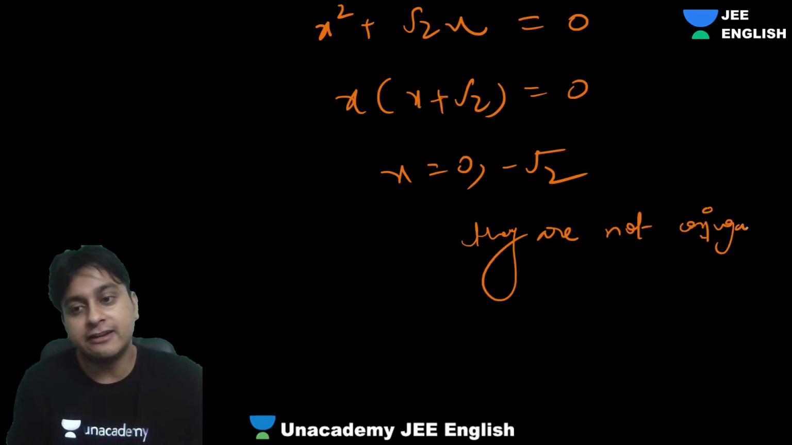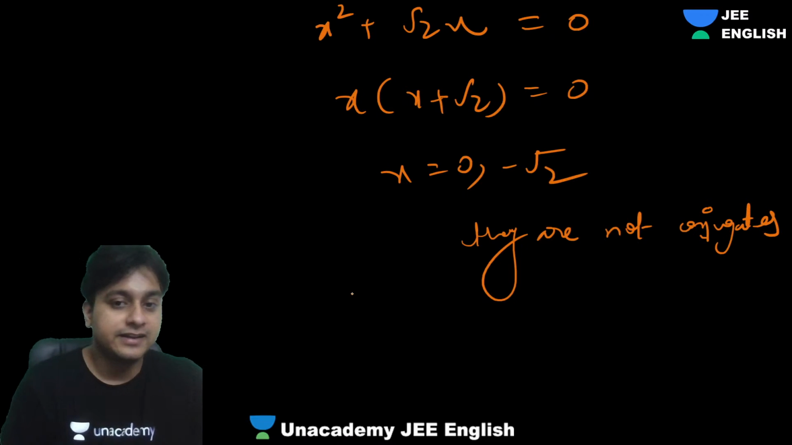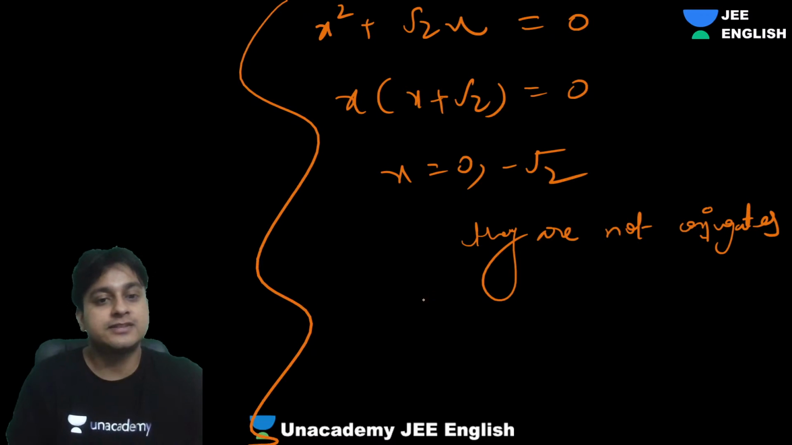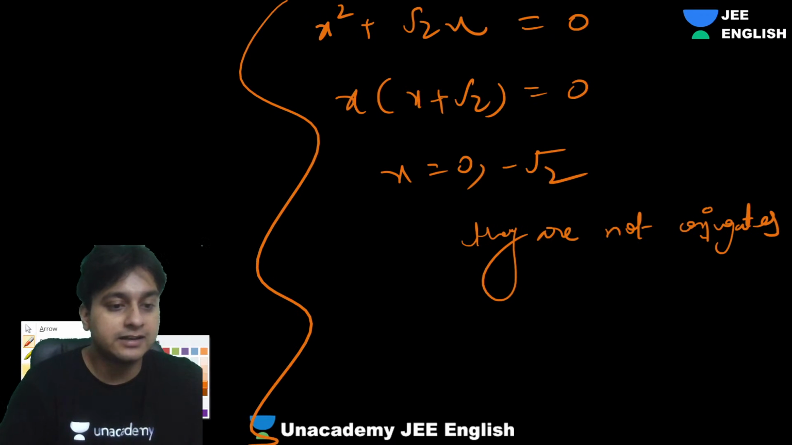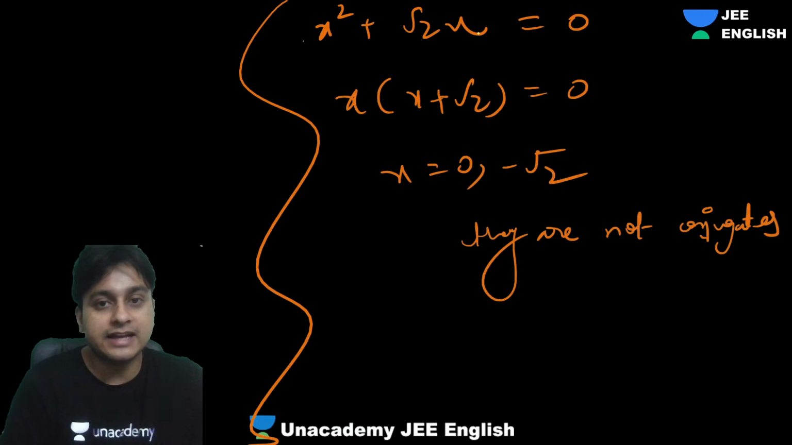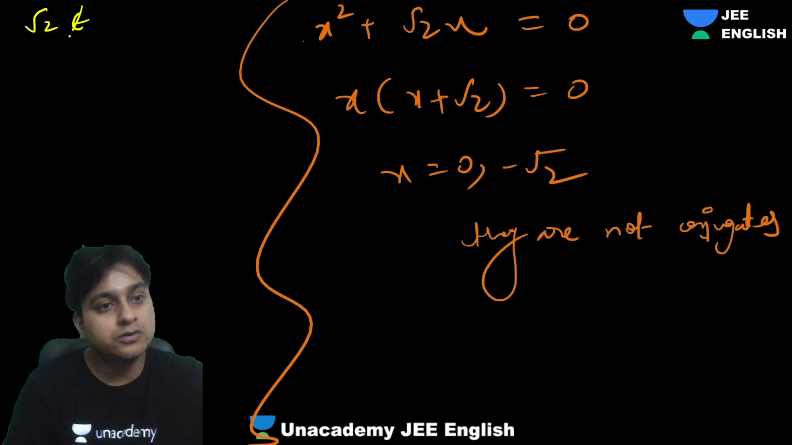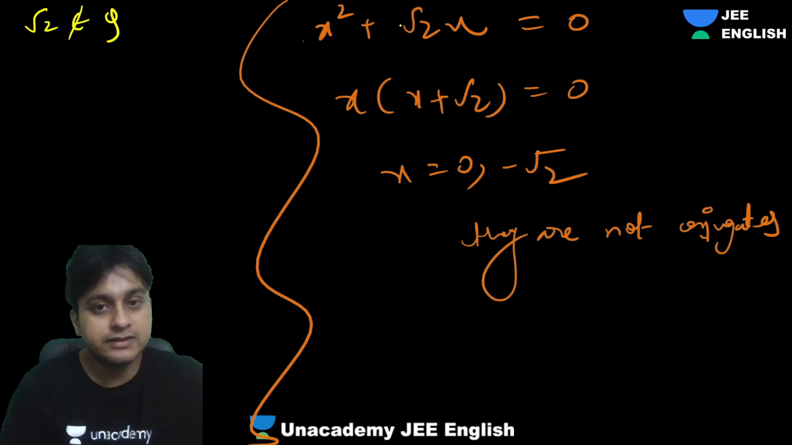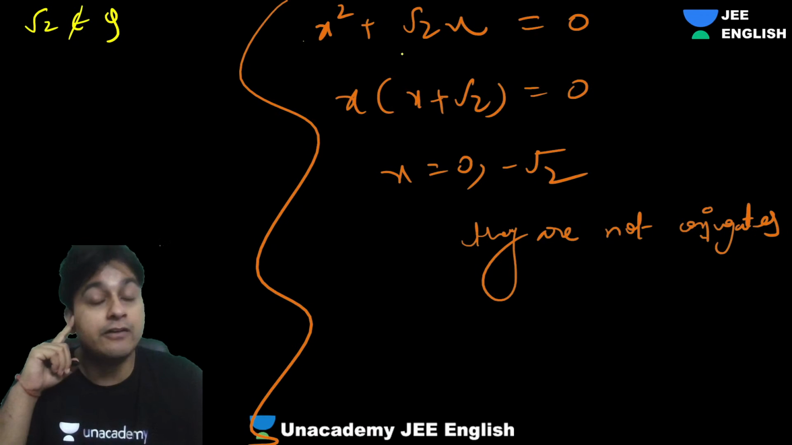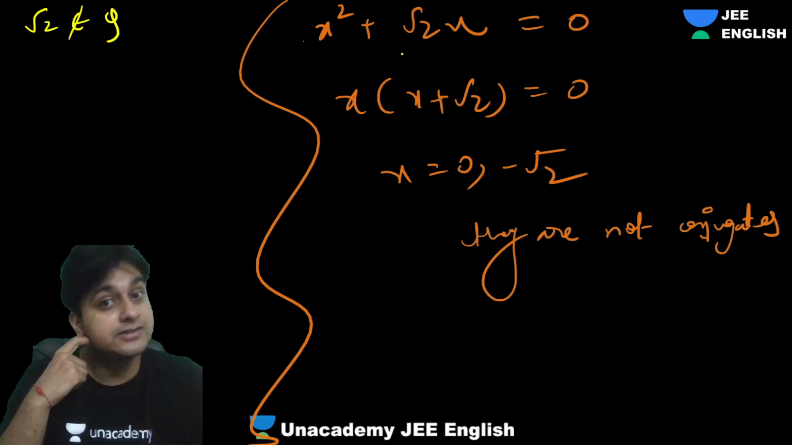Please, very, very interesting points I'm discussing today. They are not conjugates. Why? Because the coefficients are what? Not rational. The coefficient is irrational. Are you getting my point? Root 2 does not belong to the rational numbers. It is an irrational number. If this had been a rational number set, then we would have got that they are conjugates of each other.